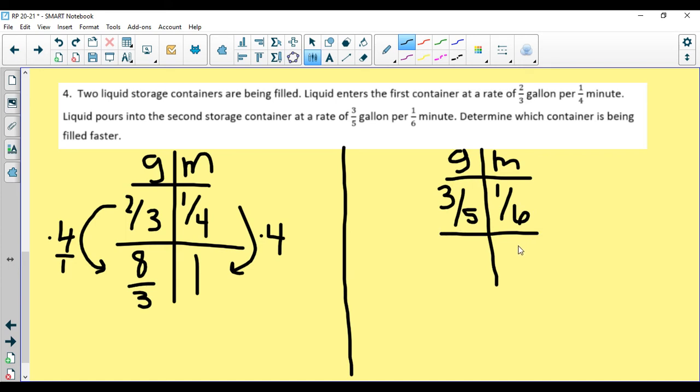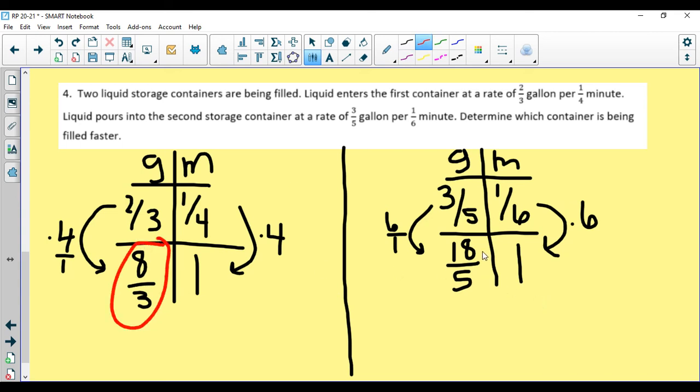Now, for container 2, the reciprocal of 1/6 would be 6/1. It takes 6/6 to make 1 whole. So I'm going to multiply this by 6/1. 6 times 3 is 18. 1 times 5 is 5. Now, it's going to be really hard to compare these two without having them have common denominators or putting them into their decimal form.